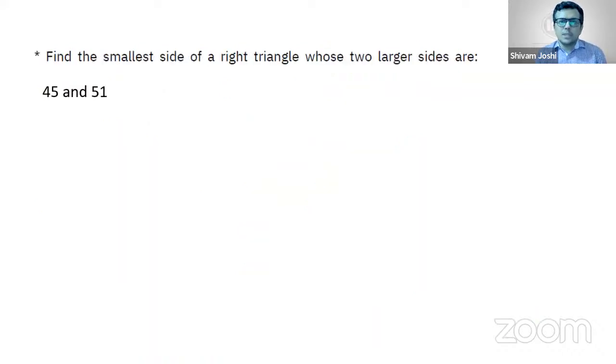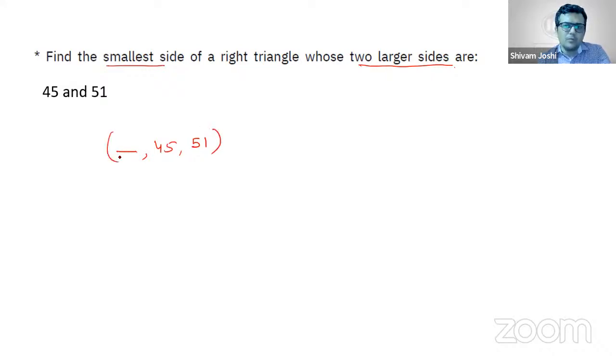Find out the smallest side of a right triangle whose larger sides are 45 and 51. This is still a question based on triplet. This time these are the larger sides given. I need to find out the smallest. So this is the smallest, then comes 45, then comes 51, right?